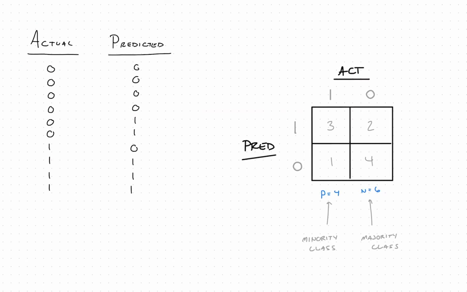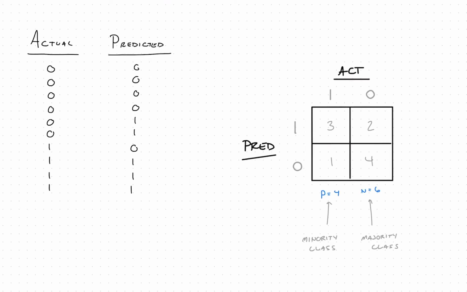Okay, so this is just recapping what I had said a second ago, but now instead of tallies, I have numbers. So first note that we often refer to the minority class and the majority class. So I already did some tabulation here. There were 4 positives, which in this case are the minority class, and there were 6 negatives, which in this case are the majority class.